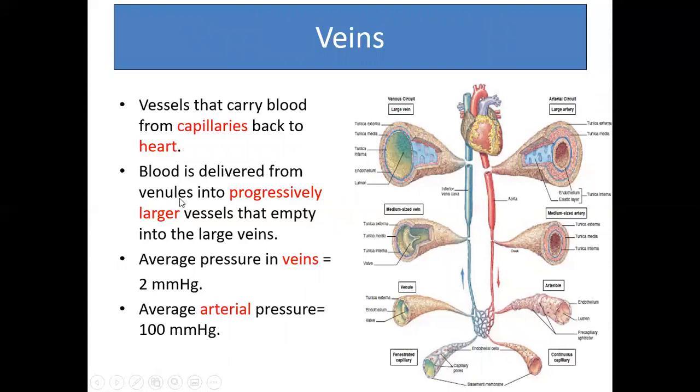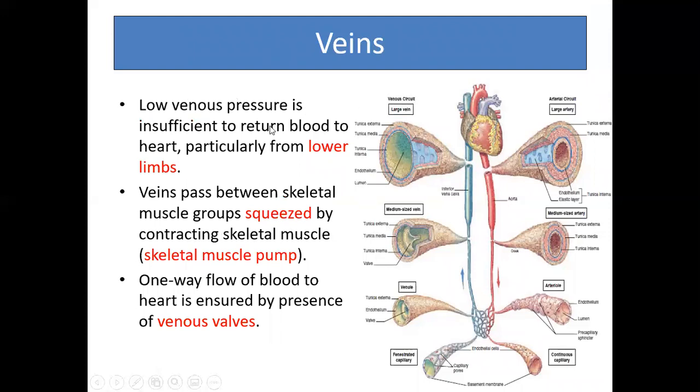So blood is delivered from the venule into progressively larger vessels, from the smaller vessel into the larger vessel. From here, this is the capillary. So from the smaller vessel to the larger vessel, the direction should be like this. And the average pressure in the vein is about 2 millimeters of mercury, and the average arterial pressure is 100 millimeters of mercury. Definitely, the arterial pressure is higher compared to the venous pressure.